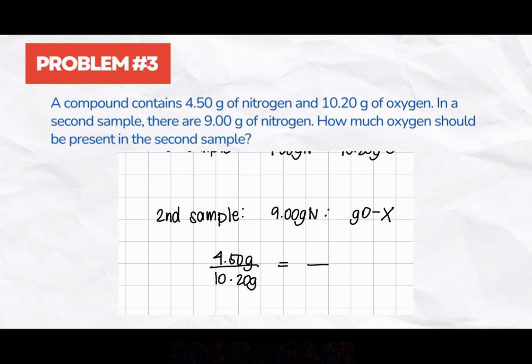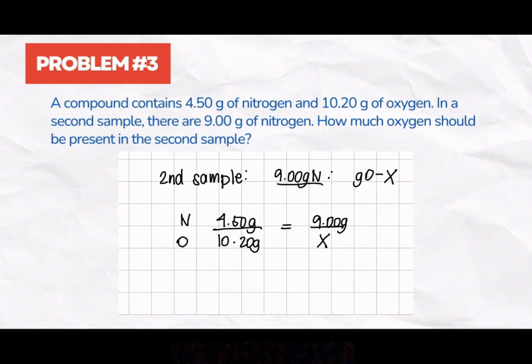This is now equal to the second sample given, pero dapat make sure na mag-a-align ang nitrogen at oxygen ng both elements. So kung ang nitrogen given sa first sample ay 4.5 grams, ang 9.00 grams nitrogen ay ilalagay din natin sa numerator since katapat niya ang nitrogen ng first sample. This time, ang oxygen naman sa baba ay missing. So we put there x. Now this becomes an algebra problem wherein you need to find x.